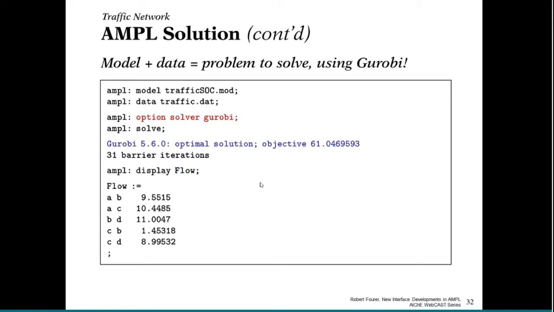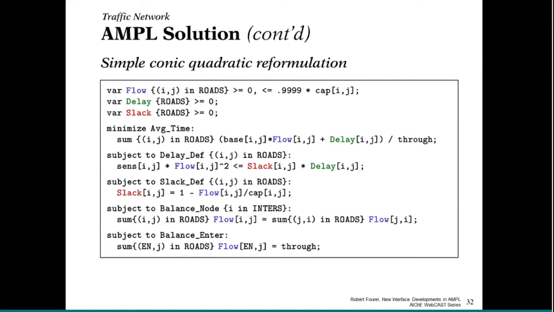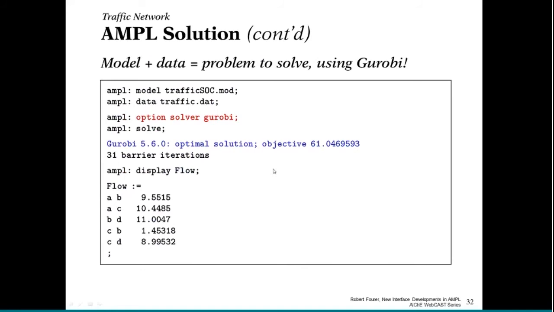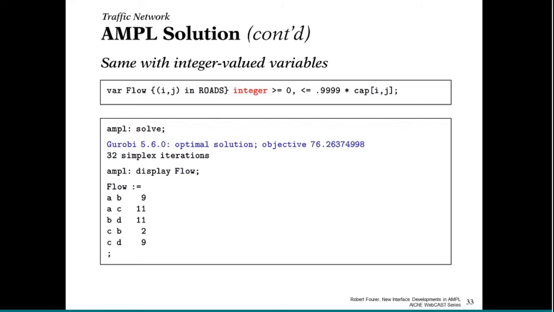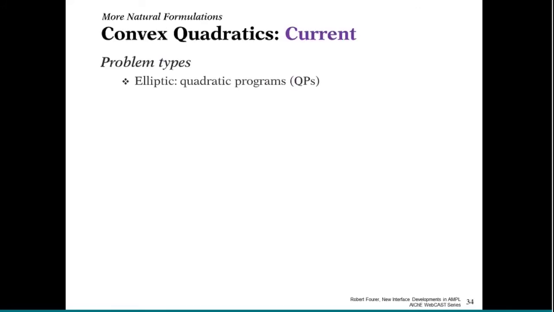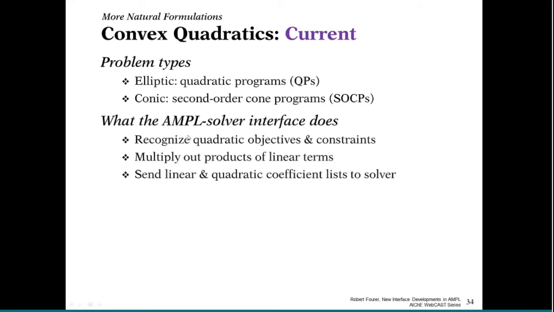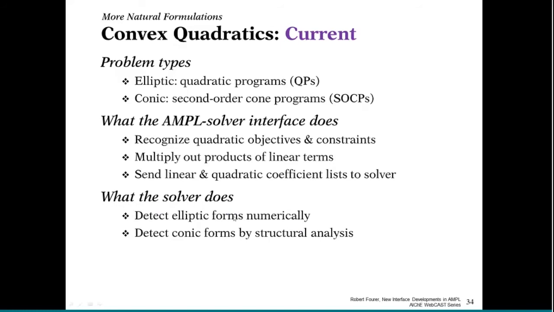So here's a case where if you only know how to write it the right way, it'll solve it. And furthermore, somehow automatically when I write it this way, it's recognized as being solvable. And so suddenly my interface enables me to do something I couldn't do before. Okay, and it'll solve it as integer 2. And so currently, certain quadratic problem types are recognized, sort of elliptic ones and conic ones. And AMPL recognizes these things, multiplies out linear terms, forms quadratic, sends all the linear and quadratic coefficient lists to the solver. And then the solver will recognize certain things.